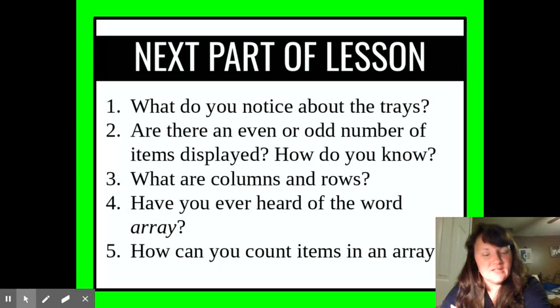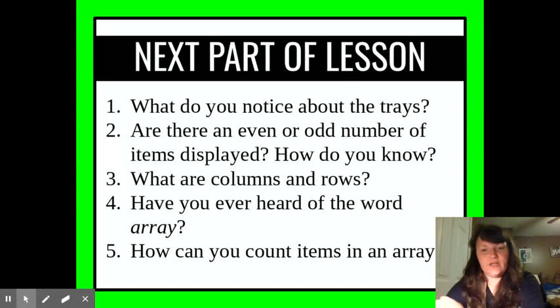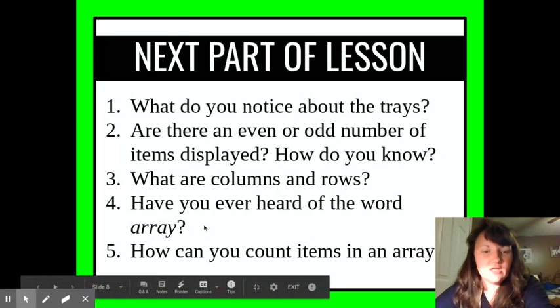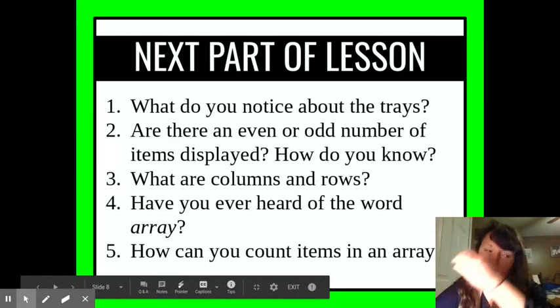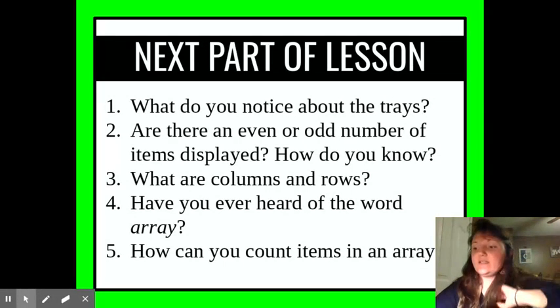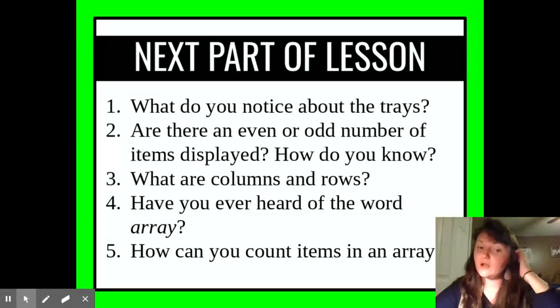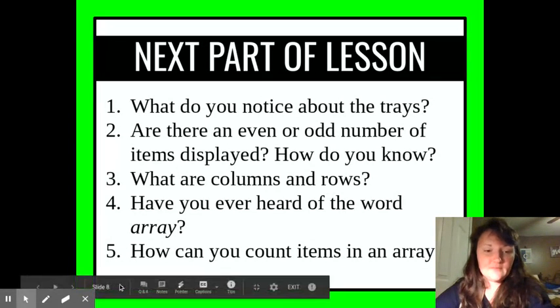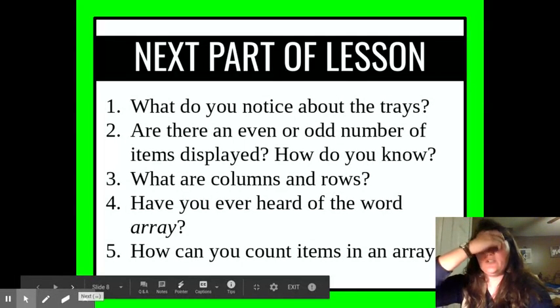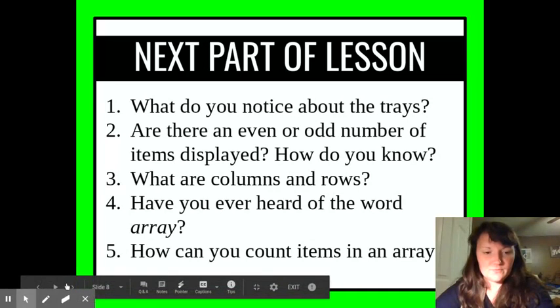Okay. And then the last question is, how can you count items in an array? Well, just like I showed you, I went across first. So I went in a row and then I counted down. I kind of did multiplication there, but that's because I've taught third grade before, so I know all about arrays. Okay. So I kind of cheated, but usually what I would do, if I didn't know multiplication, is count straight across in rows.